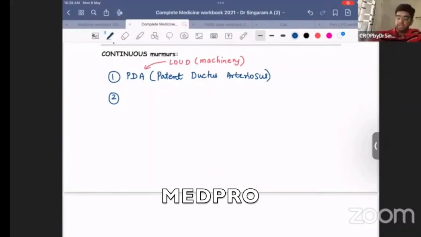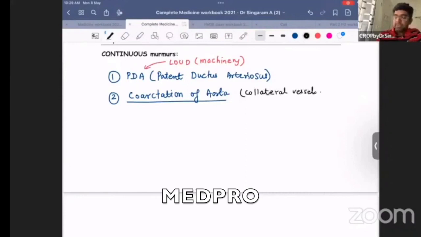Yes, correct. It's a case of coarctation of aorta. In coarctation of aorta, collateral vessels will be formed. I think you can recollect this from your pediatric sessions. And these collateral vessels are the ones which are going to create this continuous murmur.